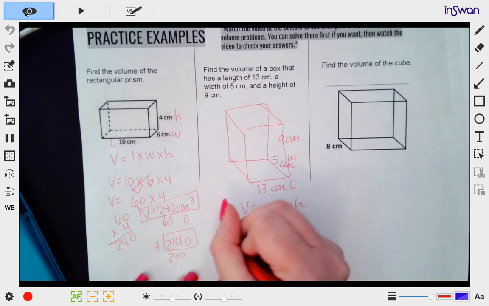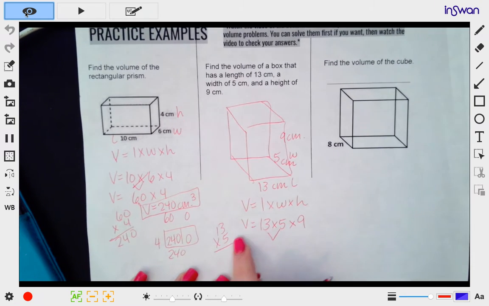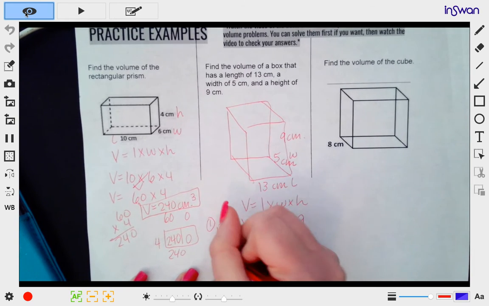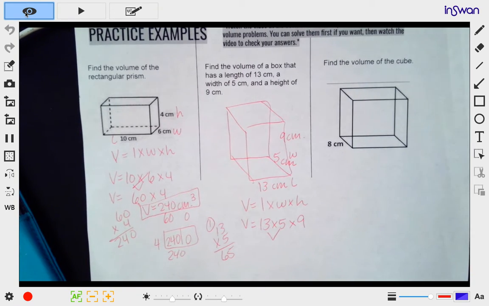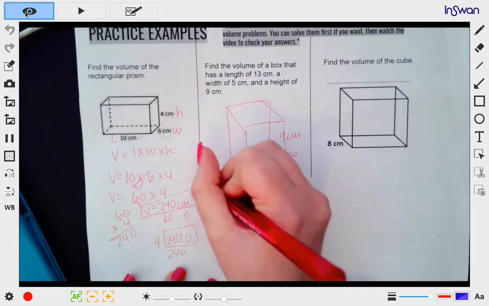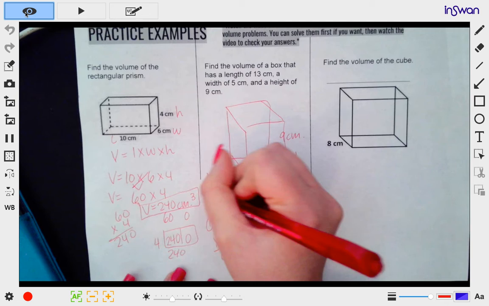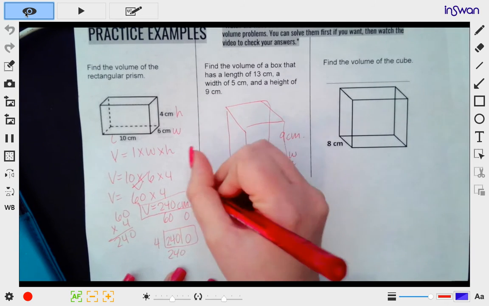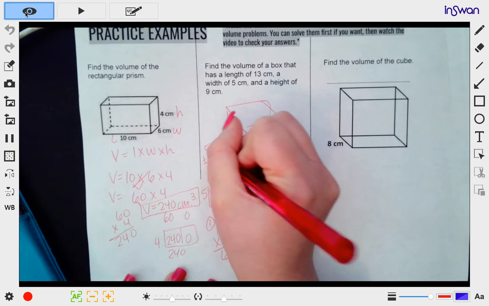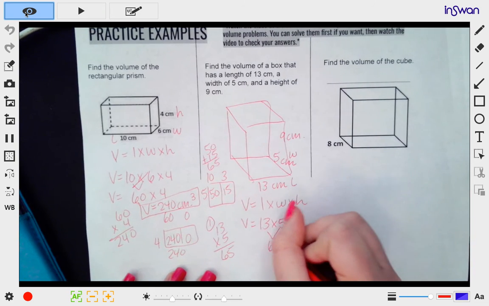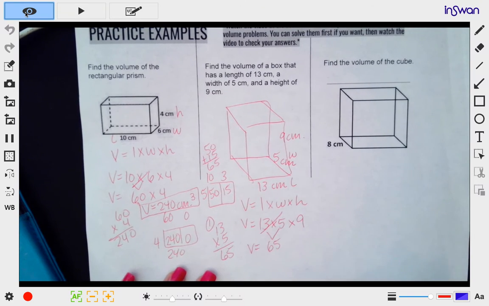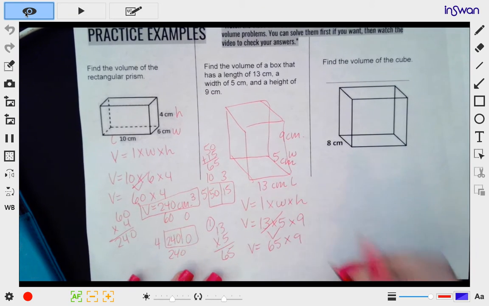5 times 3 is 15. 5 times 1 is 5, plus 1 is 6, so that gives me 65. We can do 13 times 5 box. 5 times 10 is 50. 5 times 3 is 15. 50 plus 15 is 65. I'll put a 65 under here and rewrite what's left. Volume equals 65 times 9. So I'm going to do 65 times 9 to get the final answer.